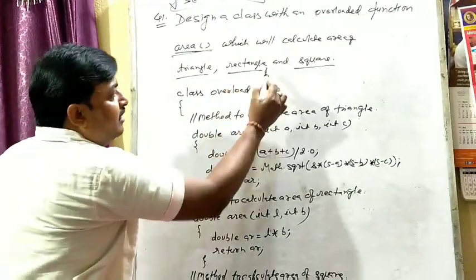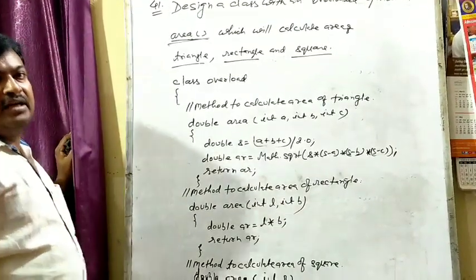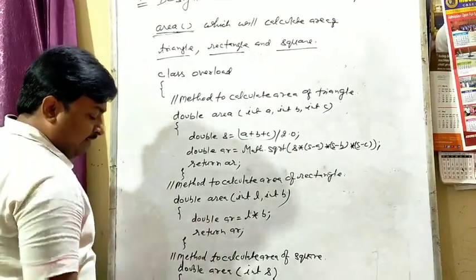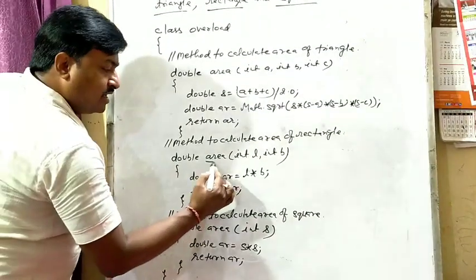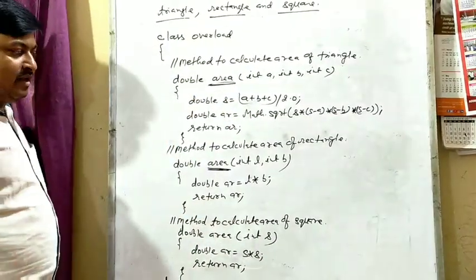Second, the area of a rectangle. So student, to calculate the area of a rectangle we need length and breadth. See, this time double area, the function name is area. Here also the function name is area. Here also the function name is area.